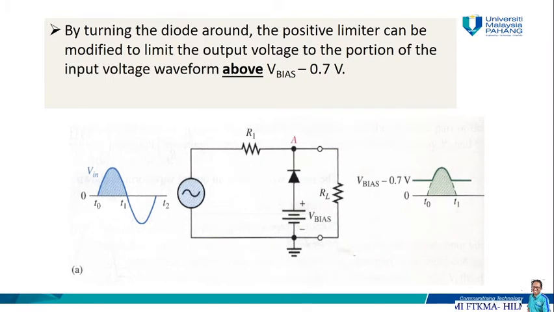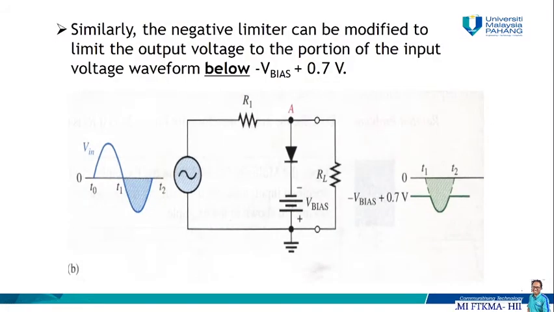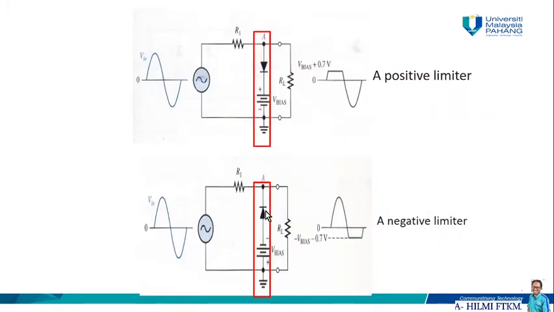So by turning the diode around, the positive limiter can be modified to limit the output voltage to the portion of the input voltage waveform above V bias minus 0.7 volt. So we can change the diode, and basically the output voltage is going to be V bias minus 0.7 volt. Similarly, we can do the same for the negative limiter, to limit the output voltage to the portion of the input voltage waveform below negative V bias plus 0.7 volt. So we can see the difference here and here.